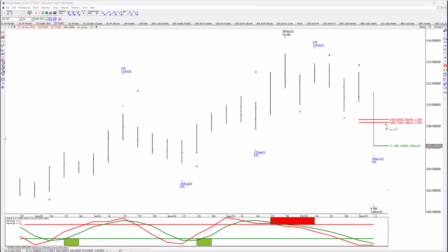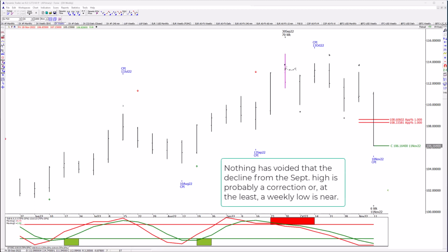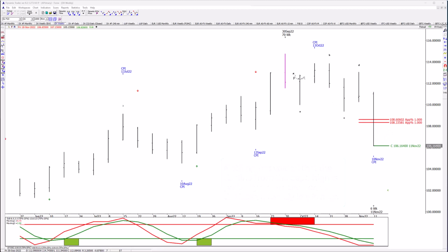No big deal. It doesn't void that this decline off the September high is probably a correction. It doesn't void that that decline was near the probable end of that correction, or at the least nearing a weekly reversal, making a low that lasts a week. When I call it a weekly reversal, that's a weekly cycle, usually then reverses in the opposite direction for at least 3 to 4 weeks. So that's a trade setup, a really great trade setup. In this case, that's the potential for completing a correction, which would be followed by a new high.